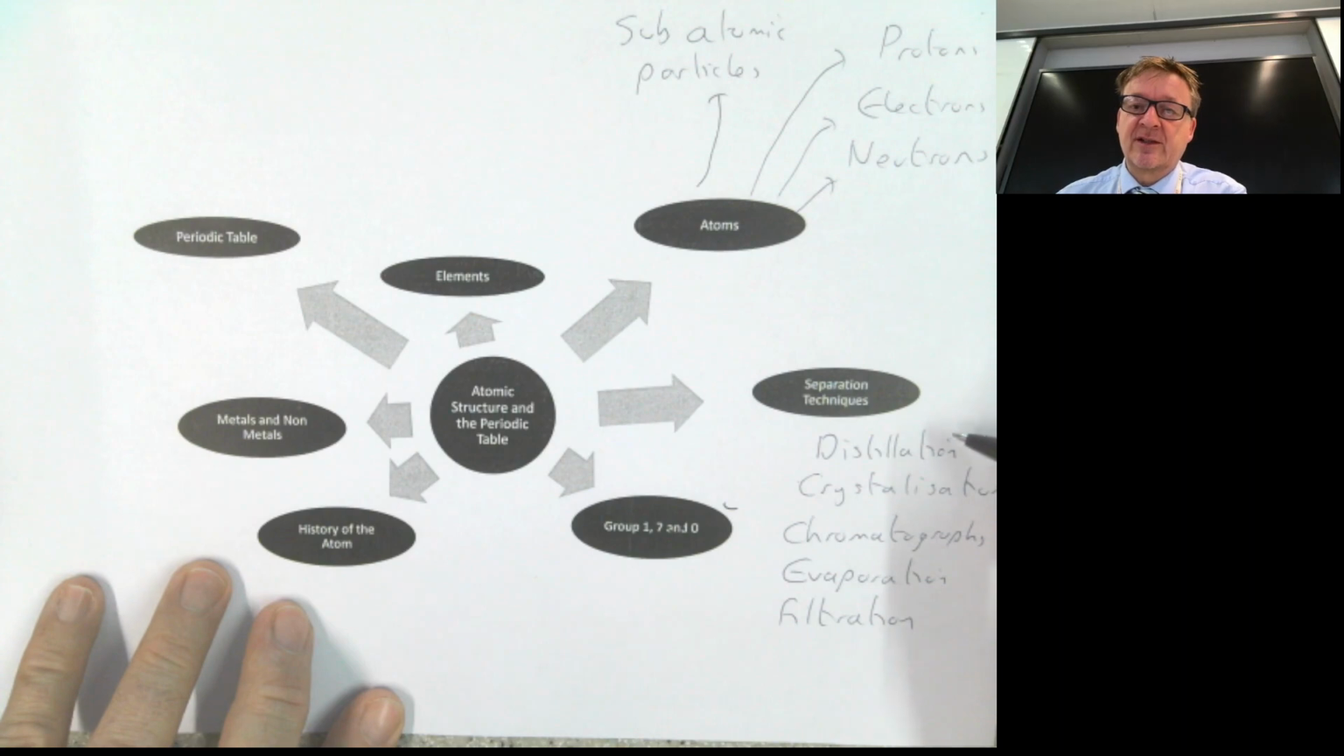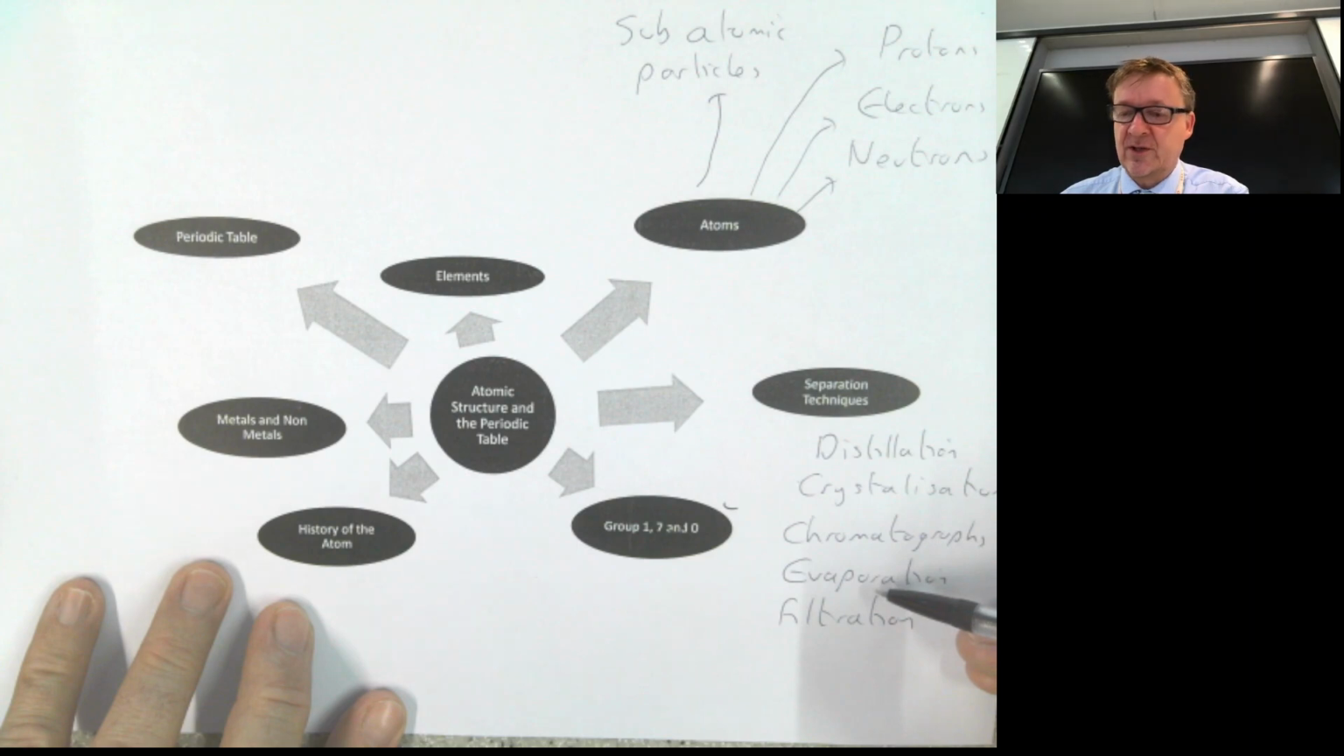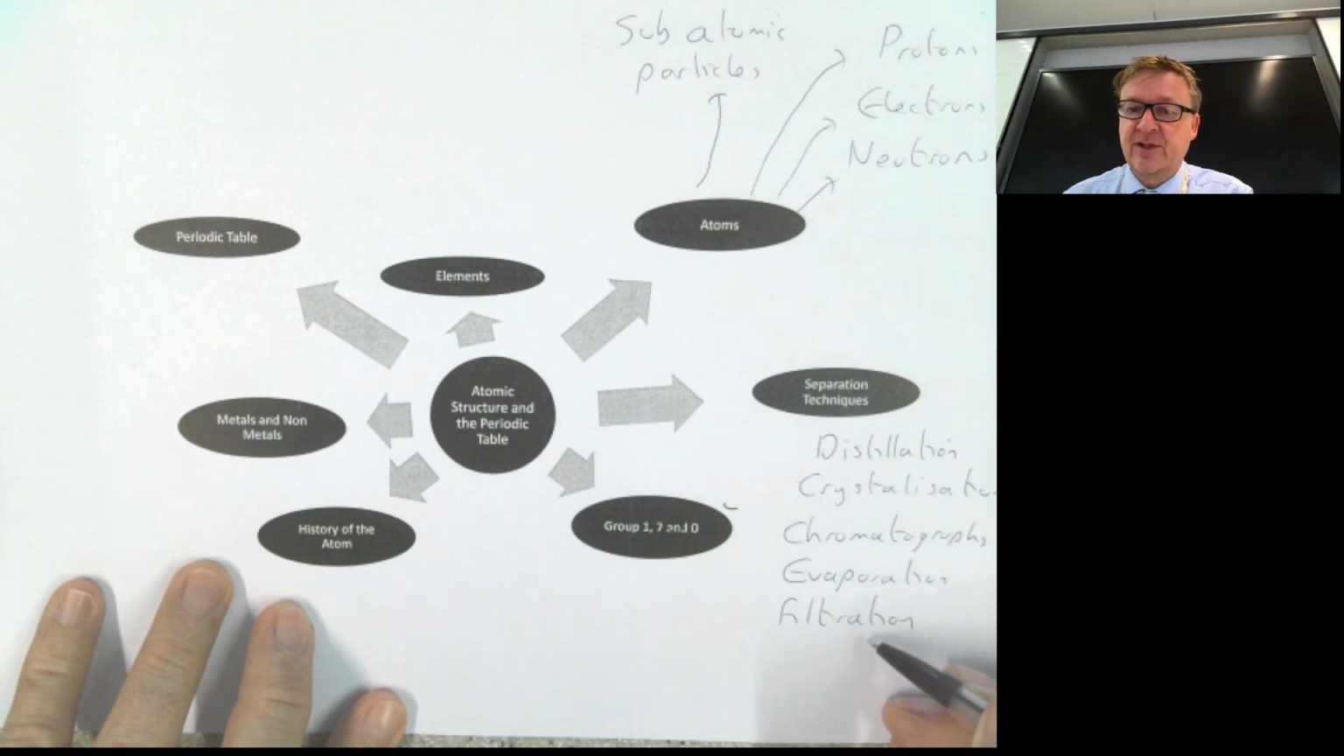So distillation, simple distillation, is usually for separating out 2 liquids like alcohol and water based on boiling points. You also sometimes get fractional distillation, which is for crude oil. Crystallization and evaporation are quite similar, where you're taking a solid out of a solution. Chromatography is the paper one, and you often talk about the RF value, and filtration is taking out insoluble solids.